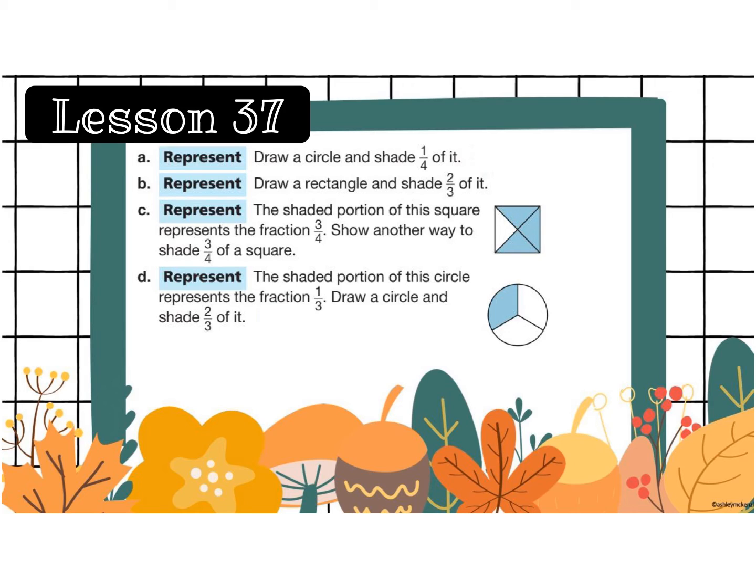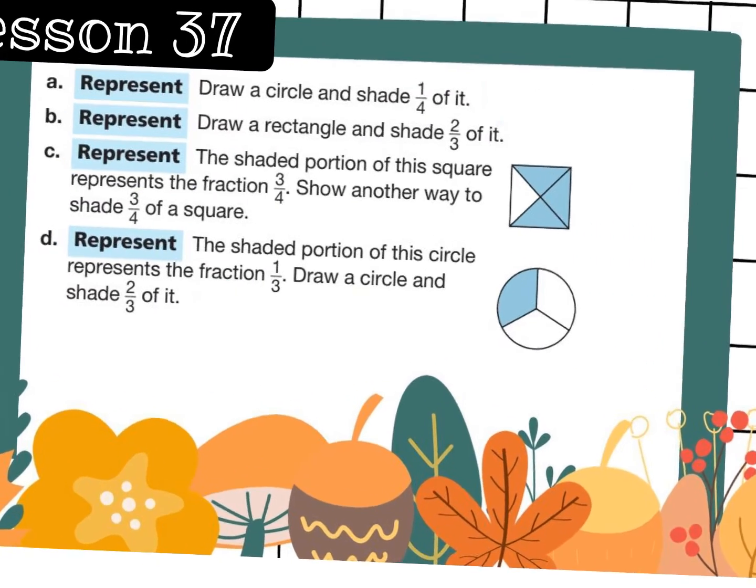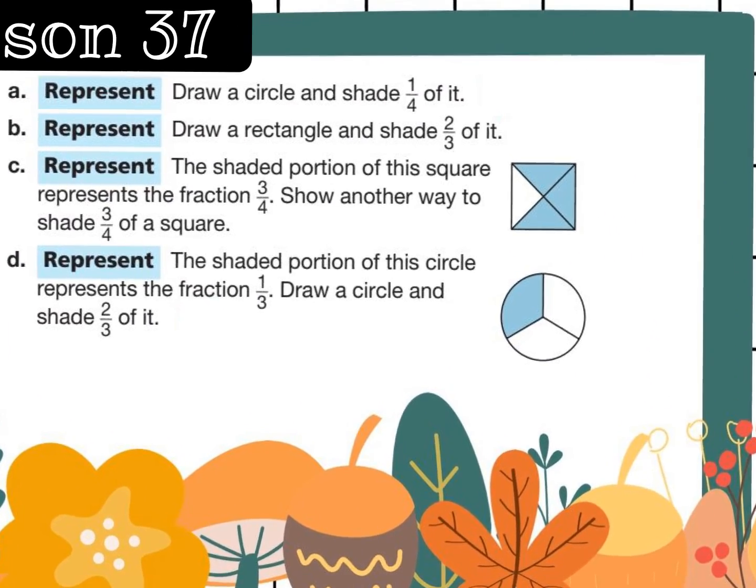Okay, so let's do a couple. All right. So we're going to do a couple of examples together, and then I'm going to set you off onto your written practice. So looking at A, it says draw a circle and shade 1/4 of it. So if I were to draw a circle, what do I need to do to this circle? Cut in half. And how many do I shade? 1. Good.